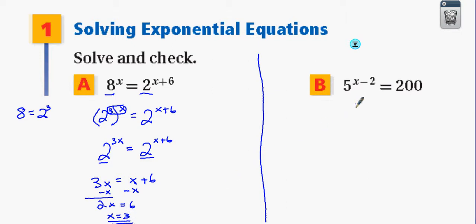In my second equation, here I have only an exponent on one side. I can't think of 5 raised to a power equals 200. So at this point, if the variable is in the exponent position and I can't see a way to make the bases equivalent, my next step would be to take the log of both sides. As a matter of fact, let's just write that down.